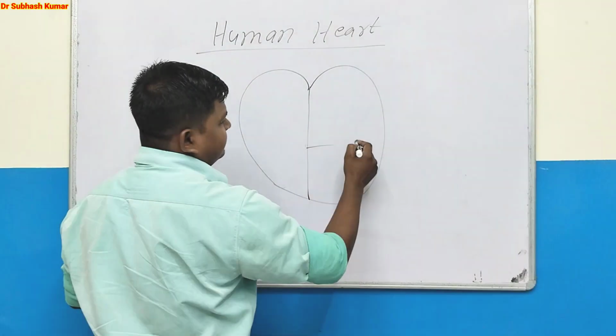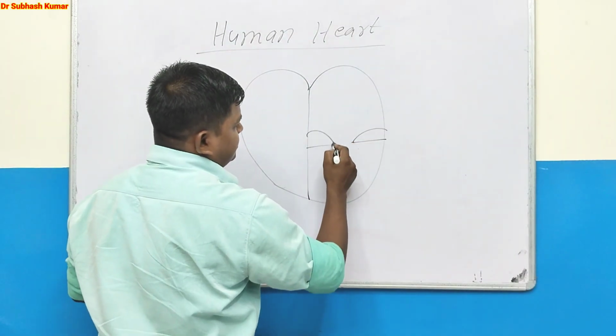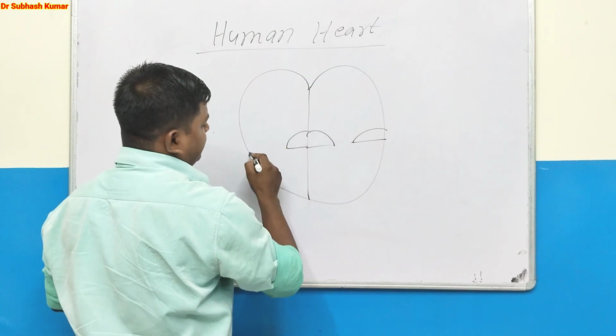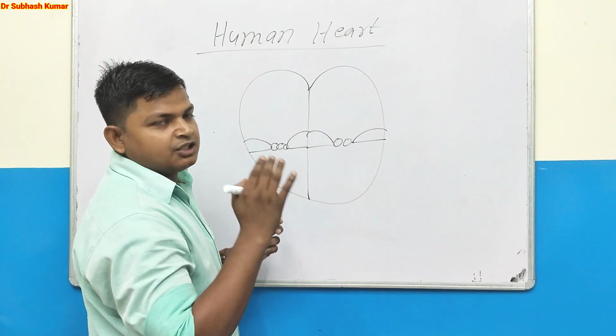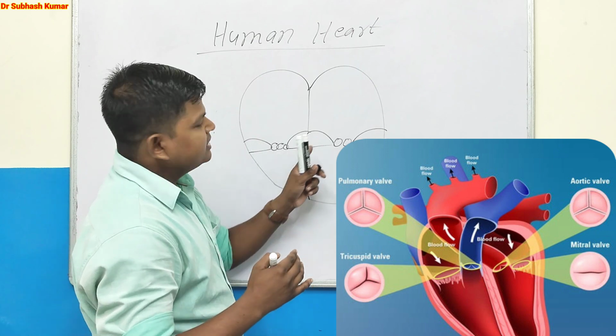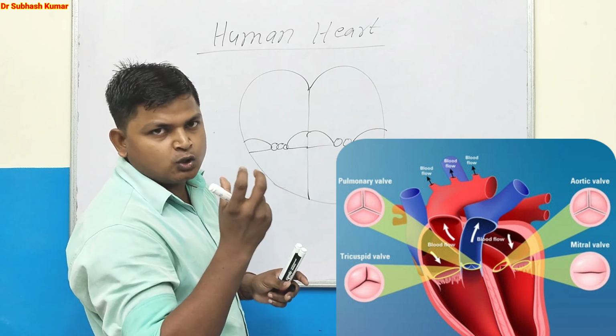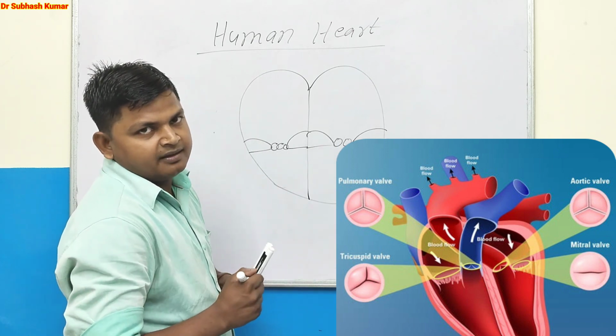This is the simple diagram. This is called the atrioventricular valve, known as tricuspid, and this valve is known as bicuspid. Tricuspid means the valve which has three openings. Bicuspid means the valve which has two openings.